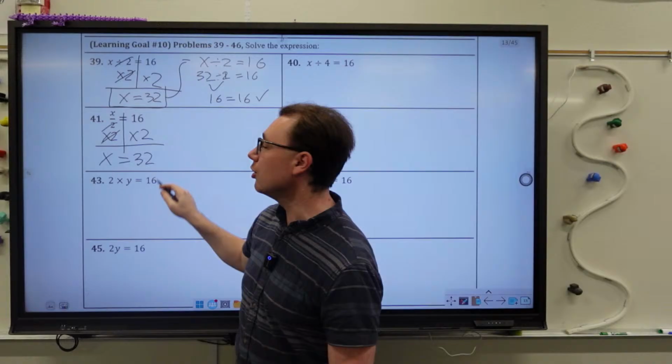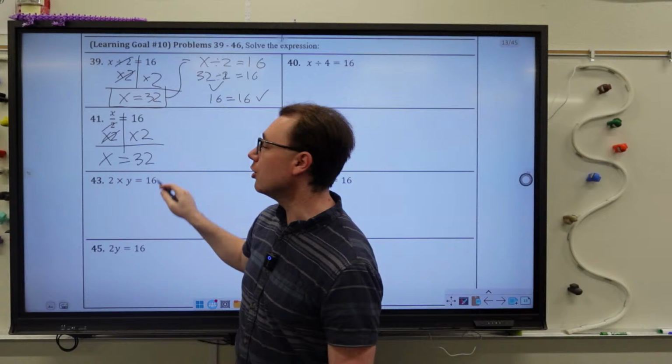Notice the connection between this divide and this fraction. If you ever have a variable on the numerator being divided by some number in the denominator, you just multiply that bottom number to both sides to get rid of it.